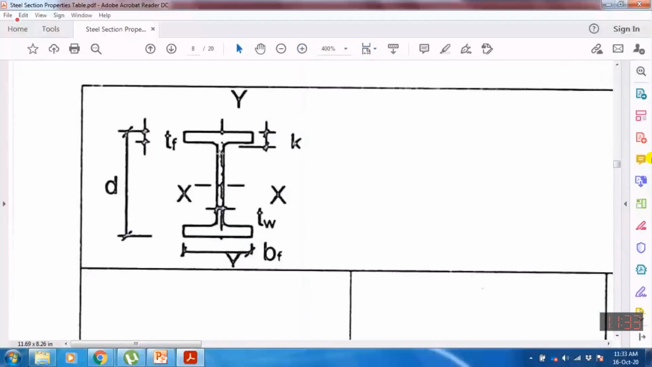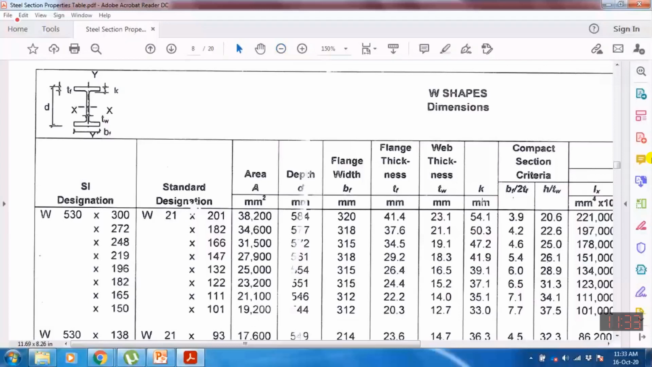So in this case, only T section is considered, and this value is referred to as K. So K is the distance from the top face to the centroid of half section or T section. It means that you can directly see this value from the LRFD design aid. And this K value is mentioned over here, for example, for W530 into 300, the K value is 54.1.